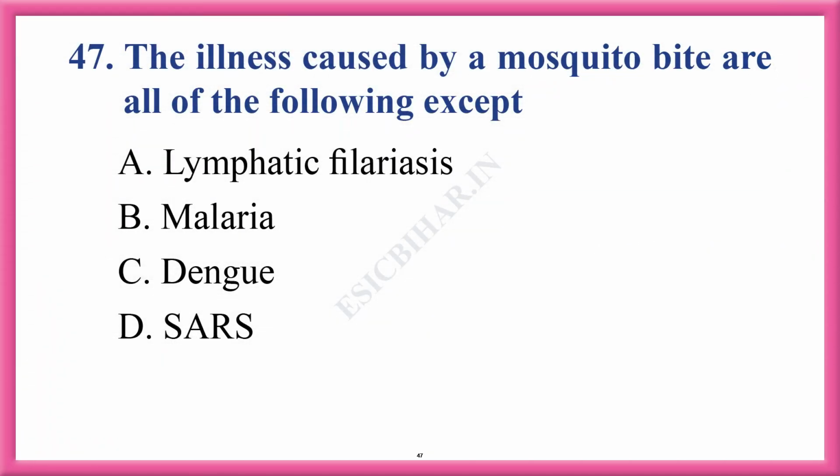Question 47. The illnesses caused by a mosquito bite are all of the following except A. Lymphatic filariasis, B. Malaria, C. Dengue, D. SARS. And the answer is D. SARS.